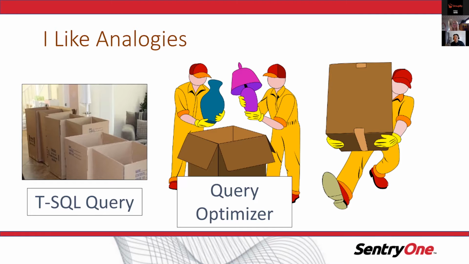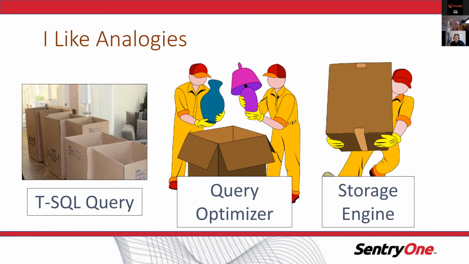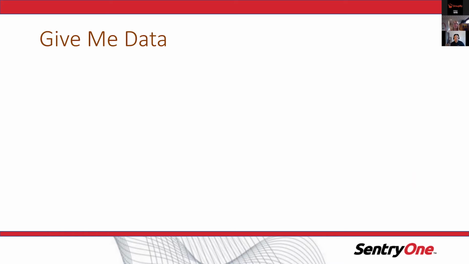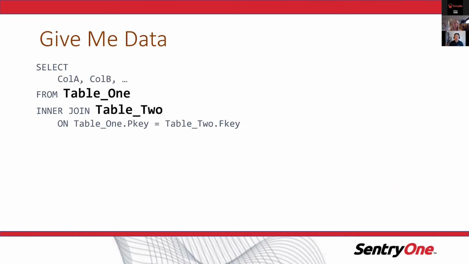Much in the same way, the query optimizer is going to be dictating instructions. And then it's the storage engine that's essentially going to be doing the heavy lifting of executing that game plan that the query optimizer generates. So that's the loose analogy and how it translates into SQL Server. Within SQL Server, we give SQL Server T-SQL queries. The important thing to understand from this particular query is that we're pulling data from two different tables, Table 1 and Table 2, in this simple example.